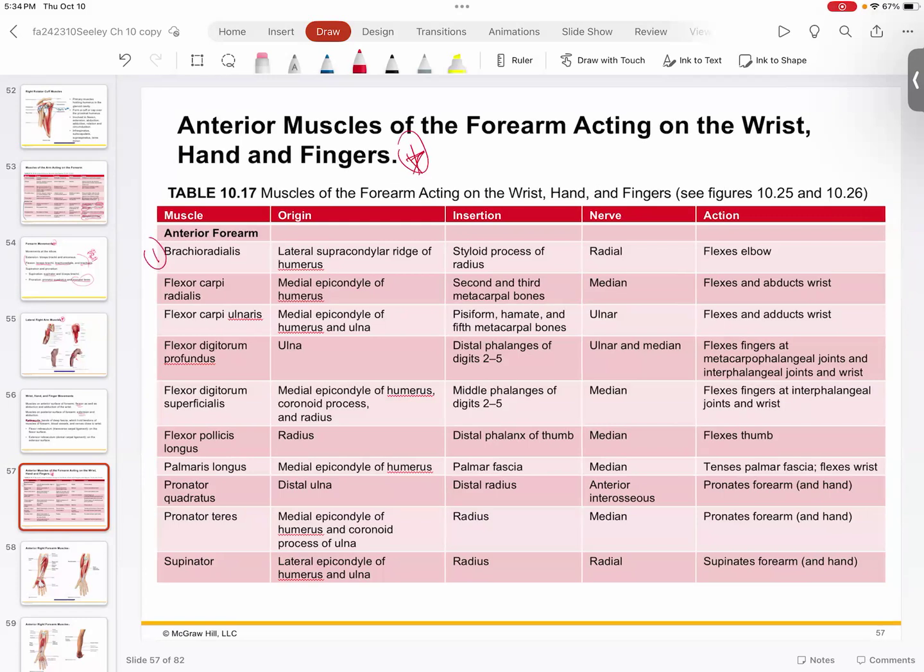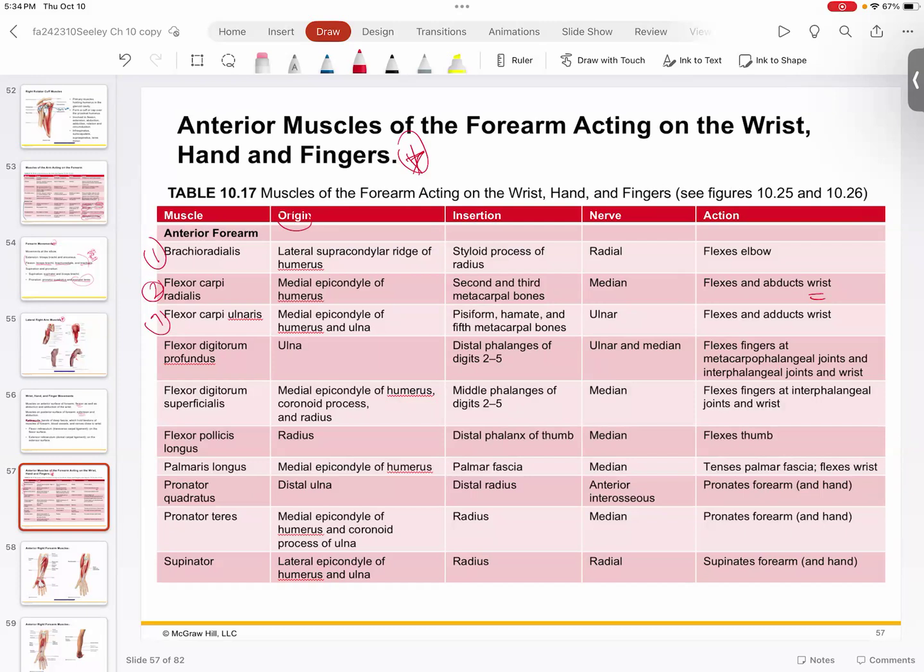So brachioradialis, it's got its origin and its insertion, the styloid process of the radius. It's also got flexor carpi radialis, which is one of those arm muscles that is on our list to know. So it flexes and abducts the wrist, carpals, right? The wrist. Flexor carpi ulnaris. This is going to be an ulnar flexor of the wrist.